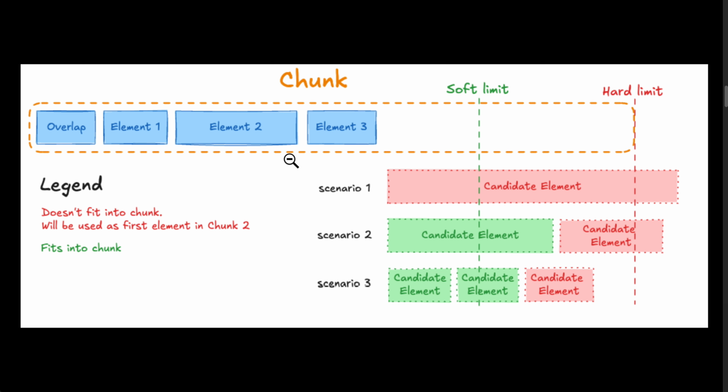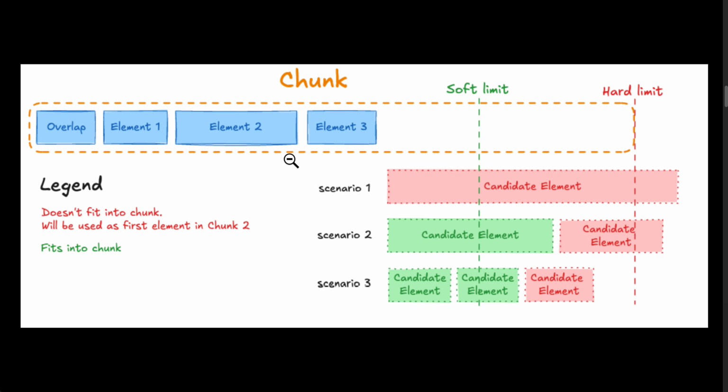In scenario 2, the green candidate element exceeds the soft limit, but does not exceed the hard limit. So the candidate element will be added to the chunk in the orange dotted box. However, the red candidate element exceeds the hard limit. Therefore, in scenario 2, the red candidate element will be added to the next logical chunk.